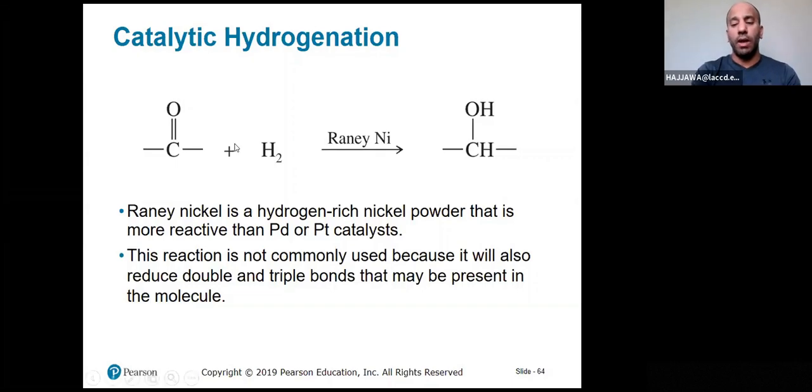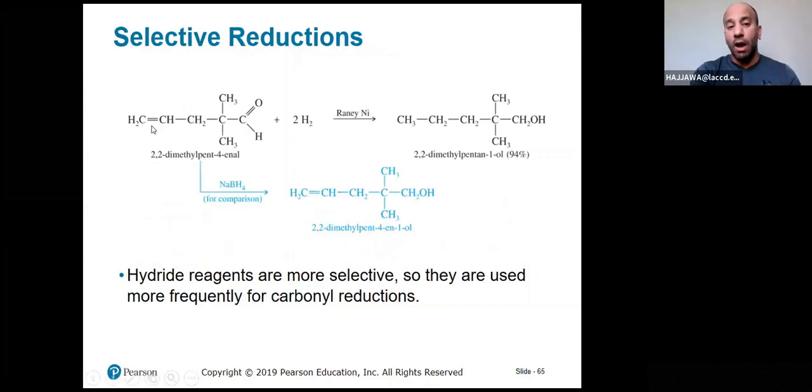So you can see here clearly that if I have an alkene and the carbonyl of an aldehyde, I will not have selectivity in terms of reduction. I will reduce the alkene to the alkane, and I will reduce the aldehyde to the alcohol. What if I want to reduce the aldehyde without touching the alkene? Then I can use sodium borohydride. Sodium borohydride is known not to reduce an alkene. It can only reduce an aldehyde or a ketone, and that's important to keep in mind.